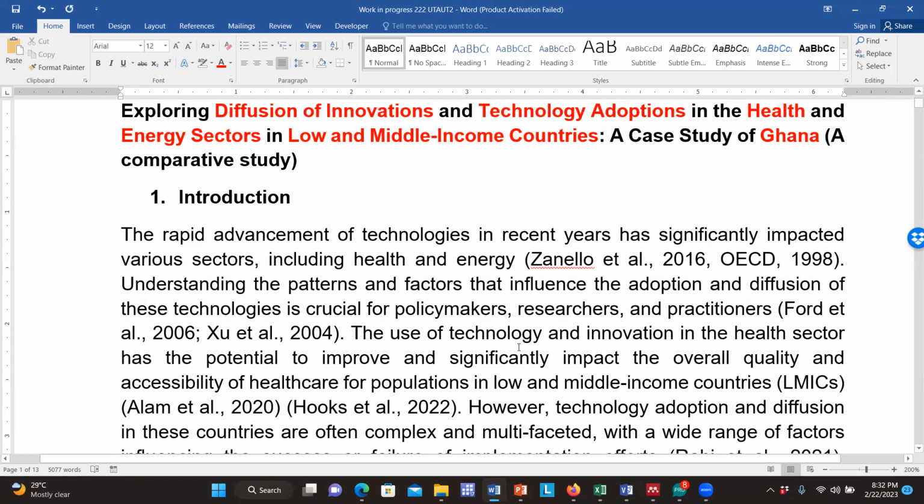So the use of technology and innovation in health, I like that. So now another one comes in as we go. We are talking about health, all right? The sector has the potential to improve, with significant impact. And now, this is what you can do. You see, you are discussing these things, this construct, in one paragraph.